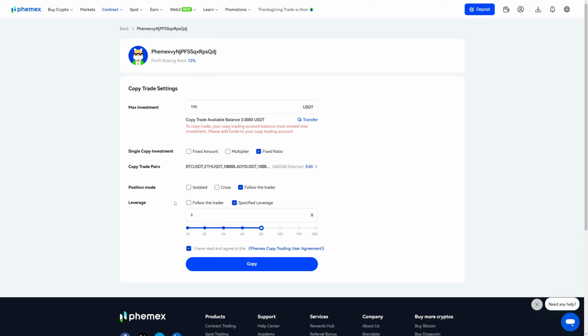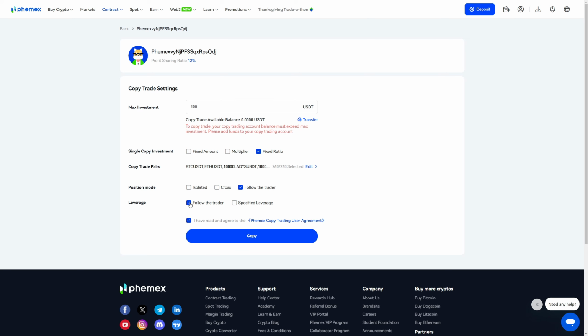Then we can use the leverage slider here to select a specific leverage. For example, maybe you want to use 1x leverage, which generally should be much safer, but you can also use more leverage if you want more profits, but keep in mind that this also significantly increases the risk. Alternatively, you can follow the trader, which is also exactly what I will do in this case.